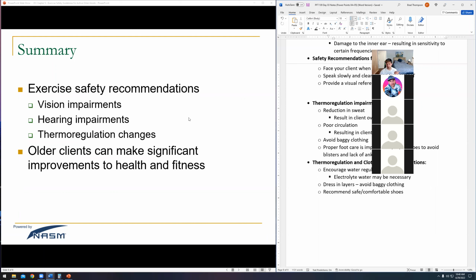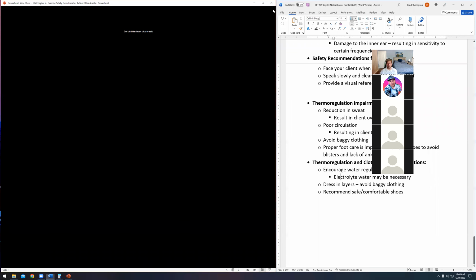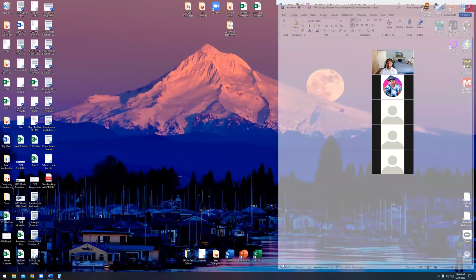Just be aware, vision changes as we get older, hearing changes as we get older, thermoregulation changes as we get older. And make those adjustments. Don't let your client dress too baggy, but do encourage them to dress in layers. And just keep your client safe, guys. That's it. That's the whole chapter.